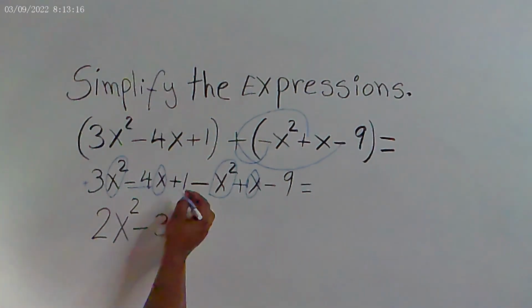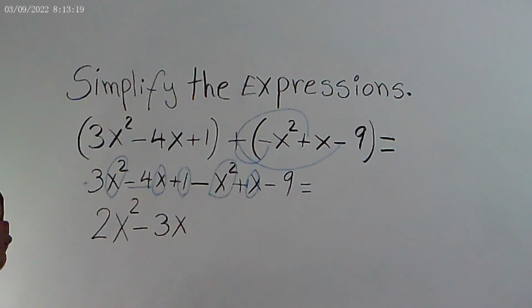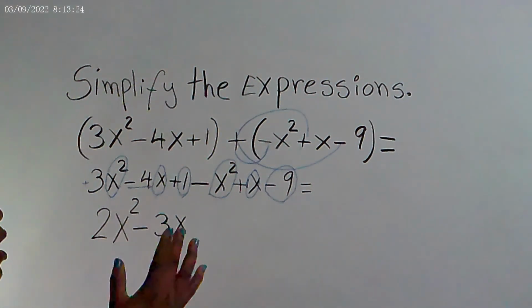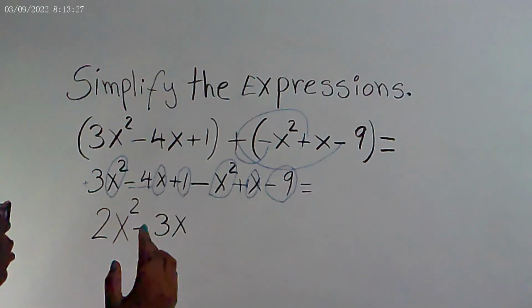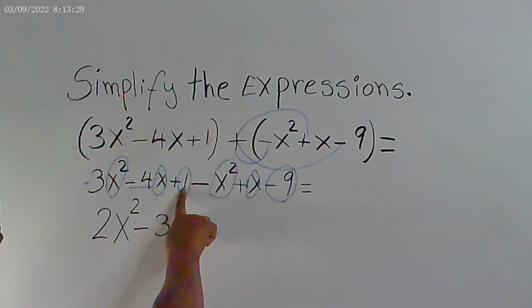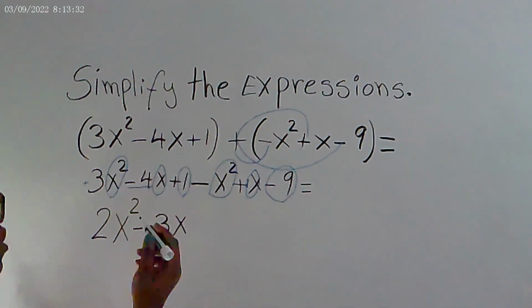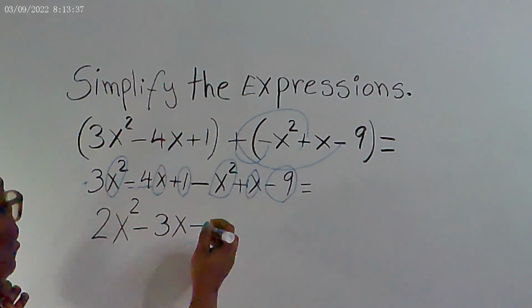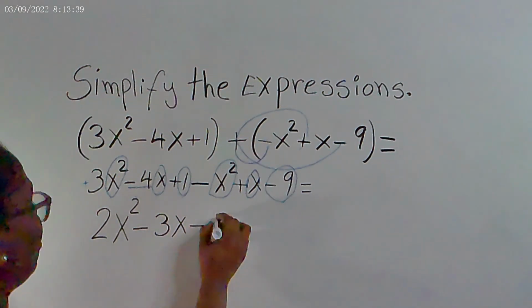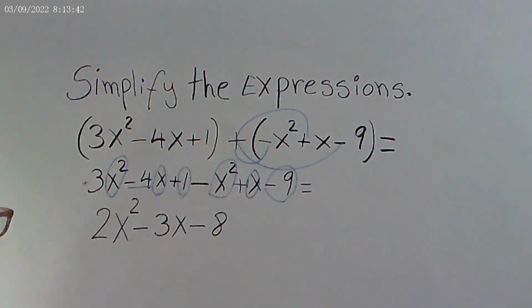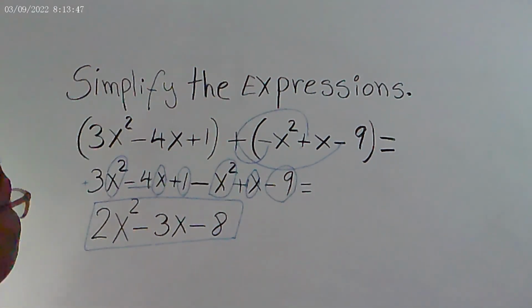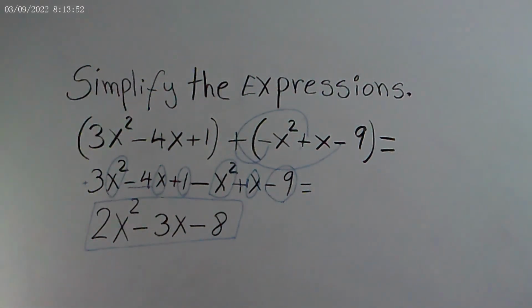Okay, here you have a constant, which is plus 1, and right here you have a minus 9. Because the signs are different, you're going to do subtraction too. Plus 1 minus 9: you keep the sign of the biggest number, which is 9, and you do the subtraction. Plus 1 minus 9 is minus 8. That is the final answer. So the answer is 2x squared minus 3x minus 8.